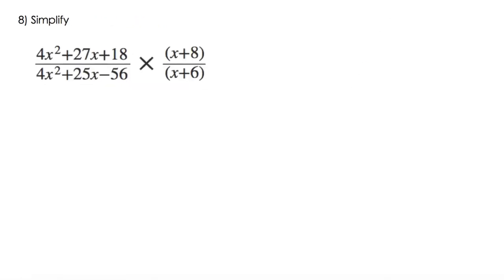Question 8. Simplify (4x squared plus 27x plus 18) over (4x squared plus 25x minus 56) times (x plus 8) over (x plus 6). So the first thing I'm going to be doing is to factorize the numerator of the fraction on the left hand side. That is 4x squared plus 27x plus 18. So let me just write that down over here.